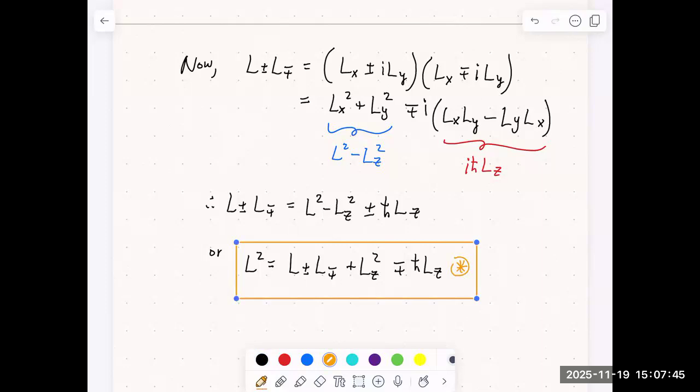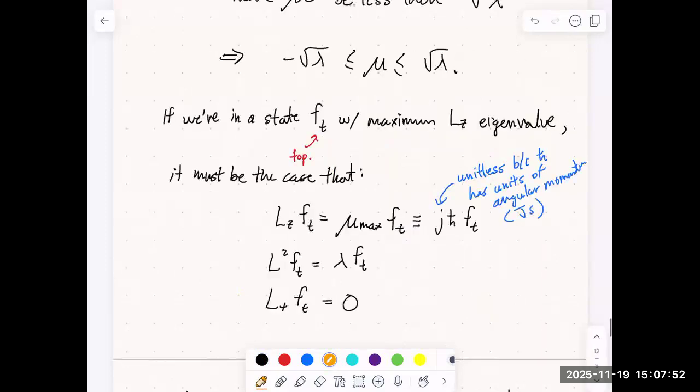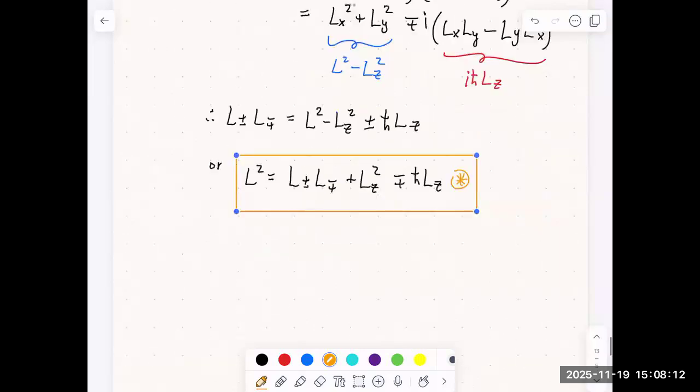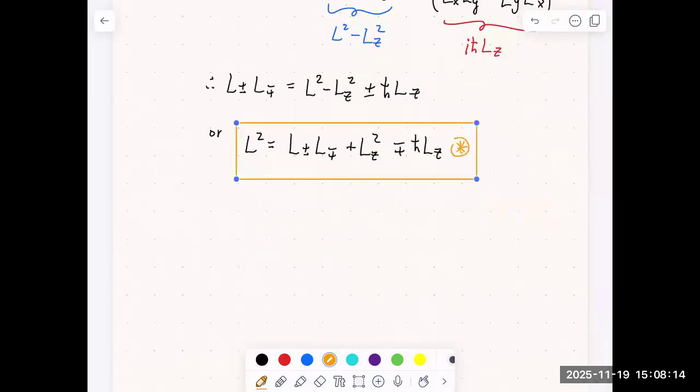Okay, good. So what I want to do is act with that new version of the L squared operator. What I want to keep in mind is that if we act on the top state, the highest Lz eigenstate, with L plus, we have to get 0. So I want to act with this thing on our F top, and I want to get 0.